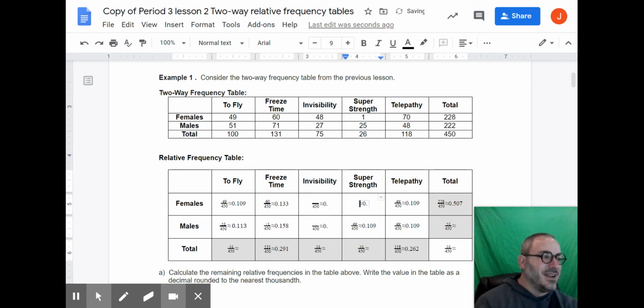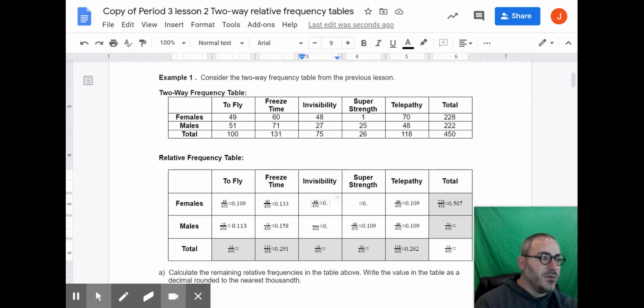All right, so let's try to do another one. Females, invisibility. What's the relative frequency of females that chose invisibility? Well, there were 48 females that chose invisibility. There were 450 total students. So I'm going to put a 48 here. 48 divided by 450 will give me the relative frequency of females that chose invisibility. There were 48 out of 450, which gives us 0.1066 repeating.